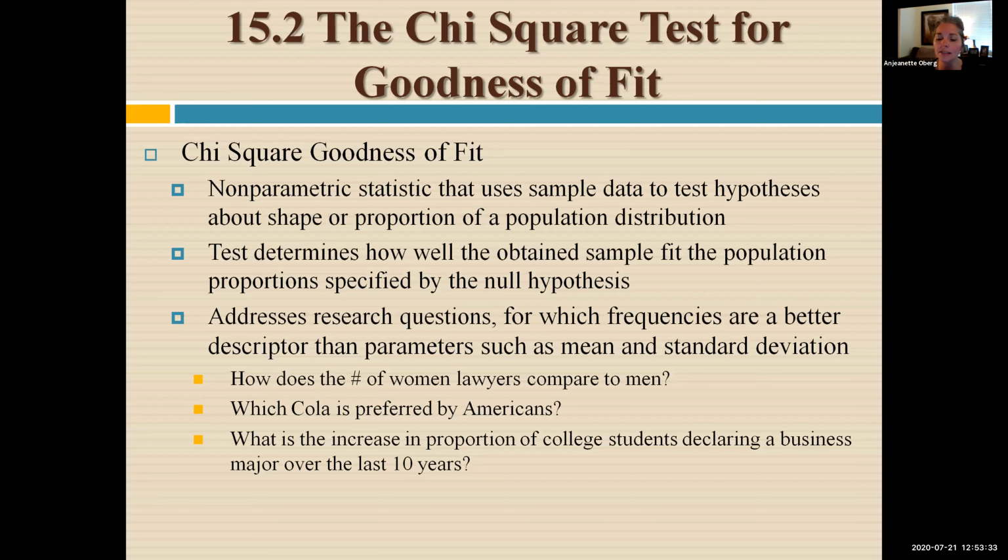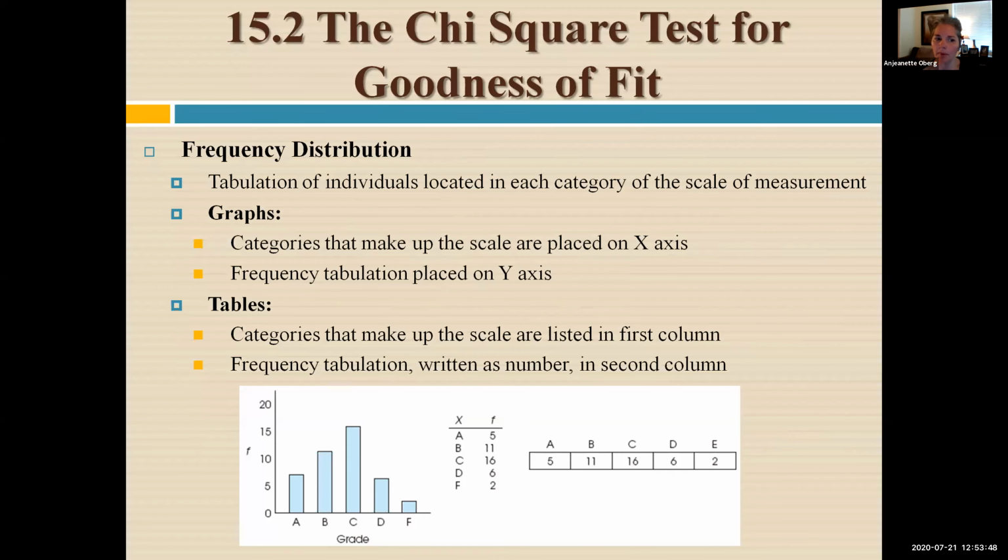Or what is the increase in proportion of college students declaring a business major over the last 10 years? So if we've seen business has grown overall throughout the nation, what about at any specific college? Is it matching that growth in the corresponding population? So when we're looking at a goodness of fit chi-square, we have to do a frequency table. We are going to literally count how many occurrences we have of any data point in our data set.